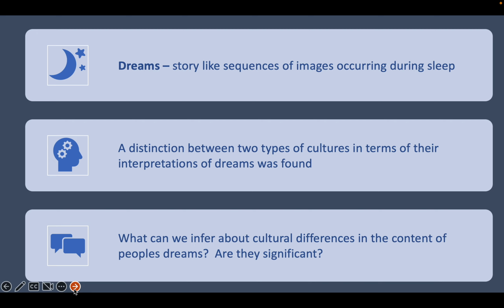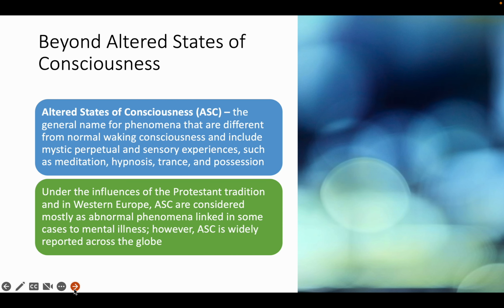Now, polyphasic cultures, which are associated with a more spiritual or traditional view, actually value dreams and treat them as part of their reality. So, what can we infer about the cultural differences in the content of people's dreams? Think about whether they are significant. The other question is, do they relate to altered states of consciousness?